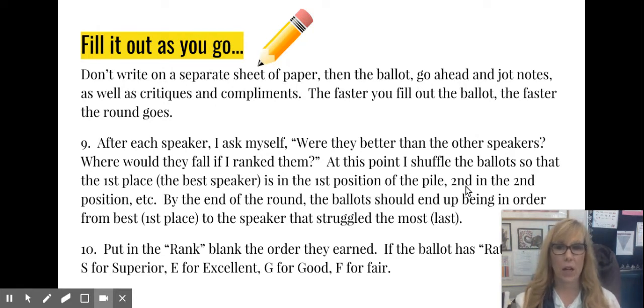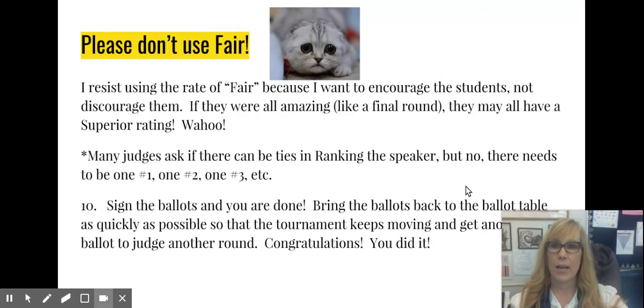Some of the ballots have not only the rank, but they have something called a rate. What they're asking for is for you to put S for superior, E for excellent, G for good, and F for fair. Okay. All right. And what I usually say is, please don't use fair. I resist using the rate of fair because I want to encourage students, not discourage them.